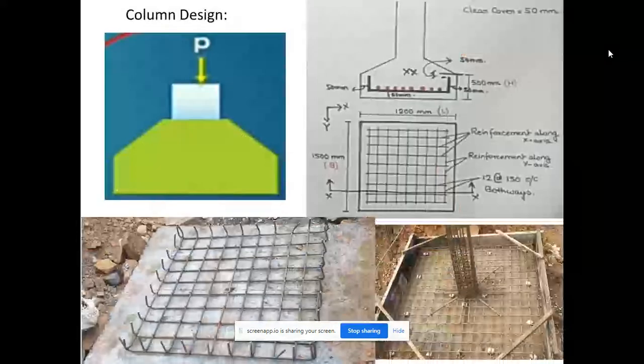So this is a column design for a trapezoidal shape or slope footing.